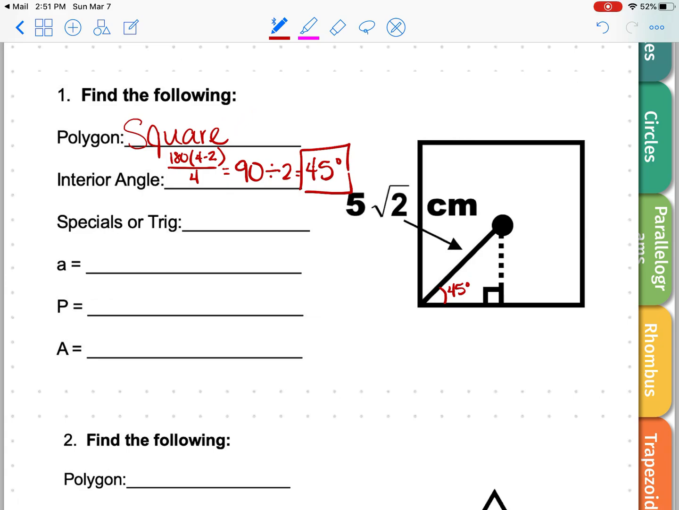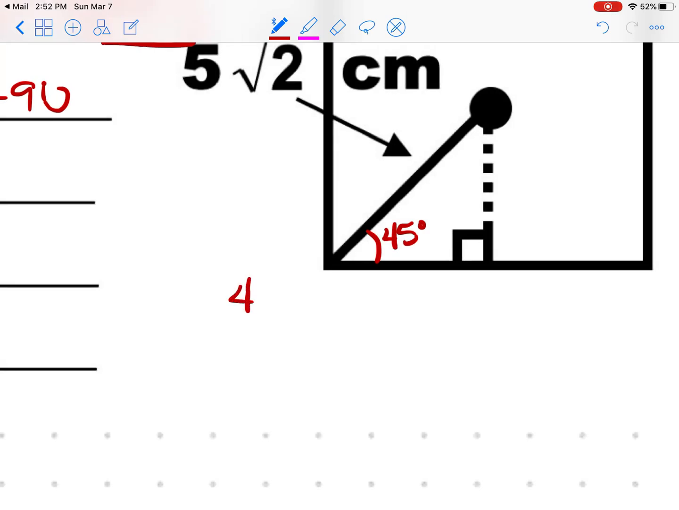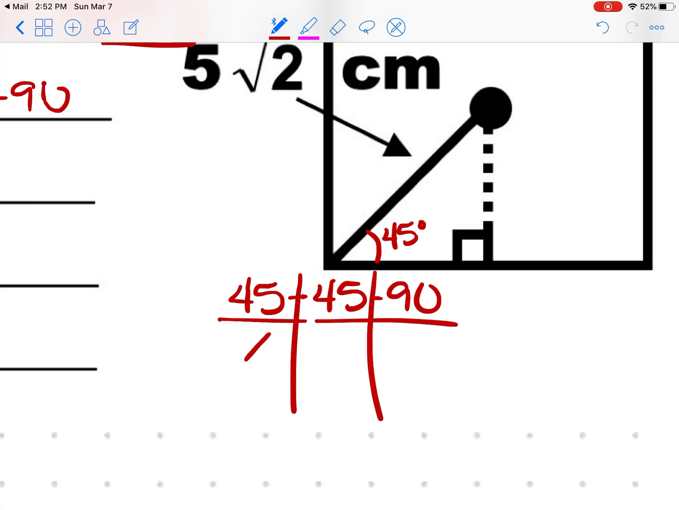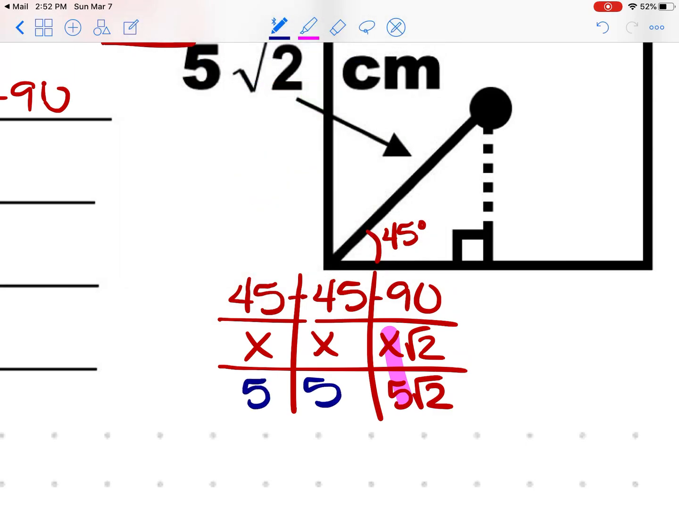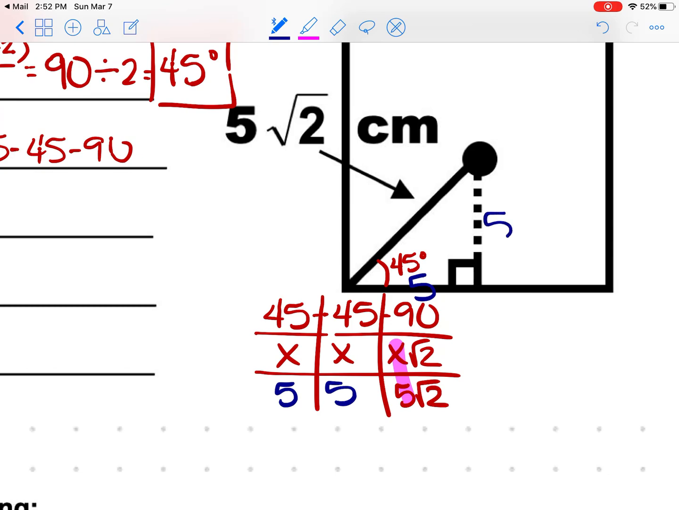So the next question says, is it a special right triangle, or are we going to have to use trig? Well, we know it's 45-45-90. And so we're going to use that to help us find these missing side lengths. So go ahead and set up your tic-tac-toe. The given side is 5 square root of 2. It's across from the 90, so that goes here, which makes this a nice easy one because our x is just in front of the radical. So our x's are both 5, which means this is a 5 and this is a 5.